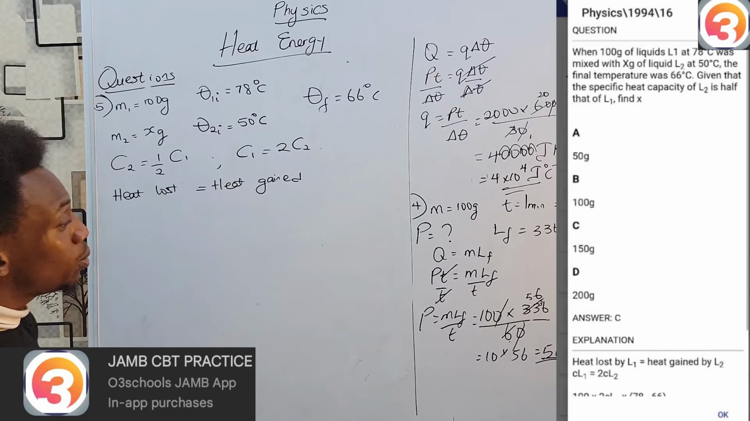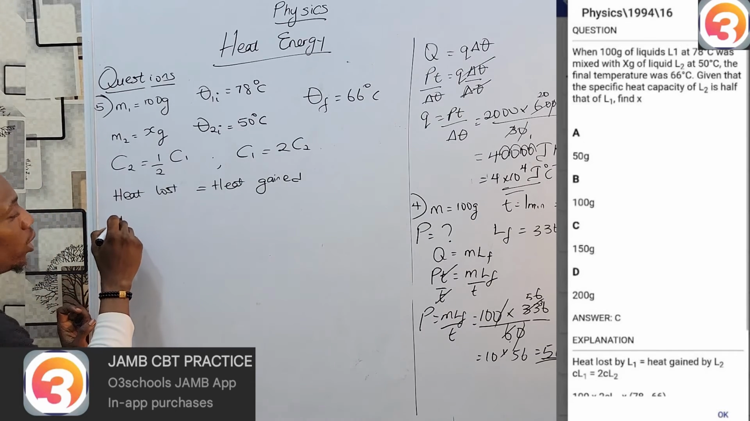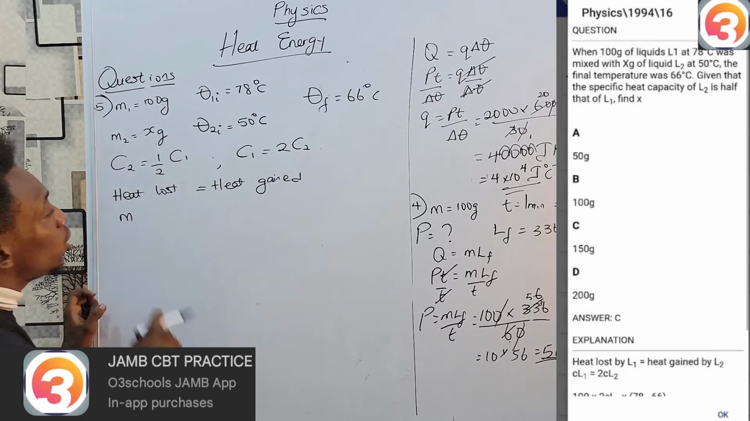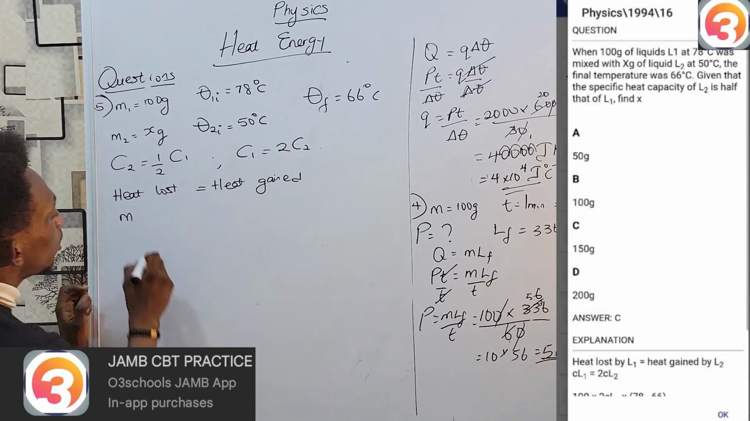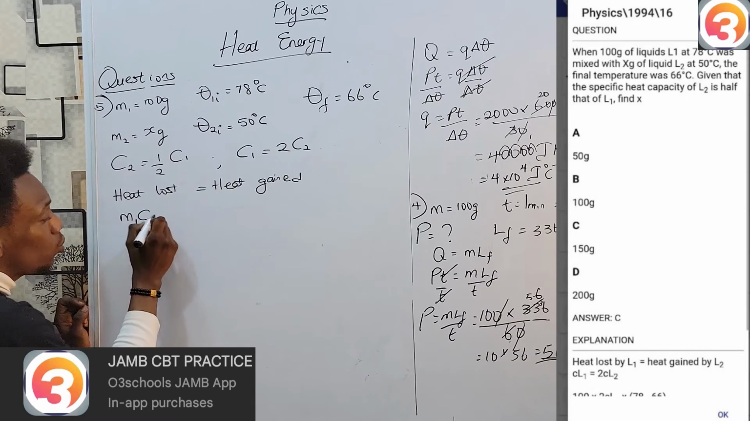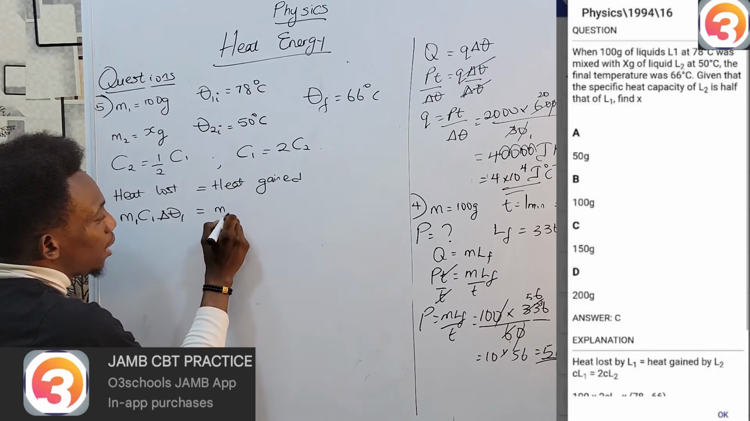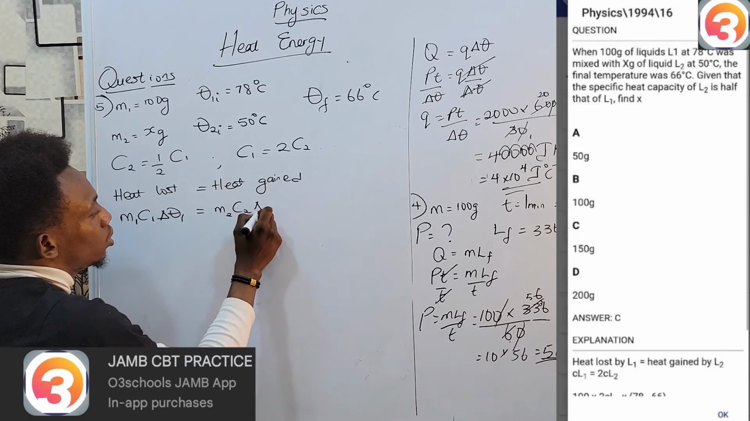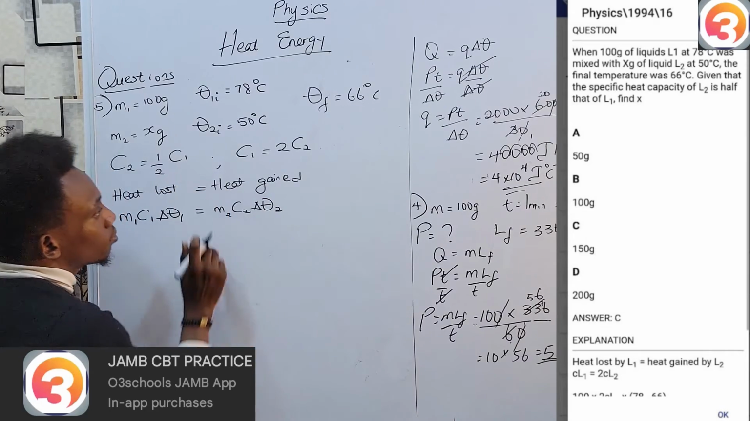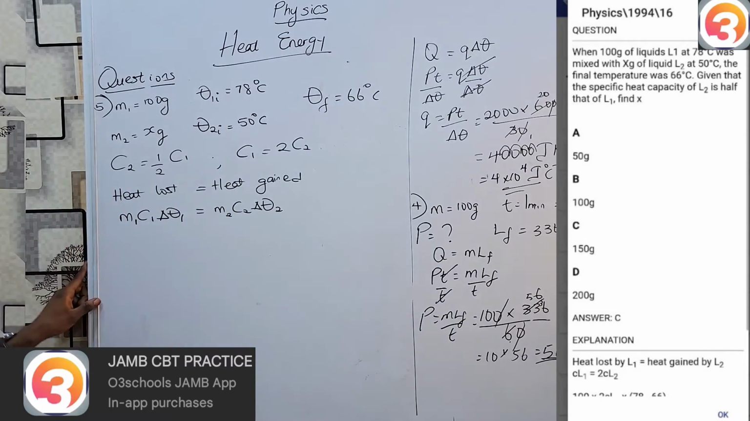Now, how can I represent this heat being lost? I know that heat equals MC change in theta. But since I know I'm dealing with L1, I'll say M1 C1 change in theta 1 equals M2 C2 change in theta 2. Now, what's my M1?